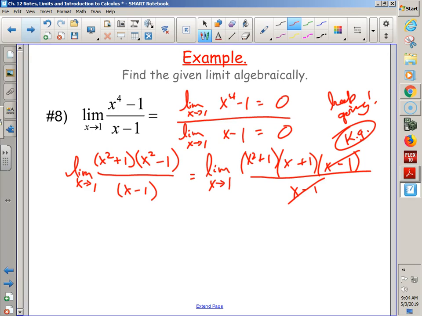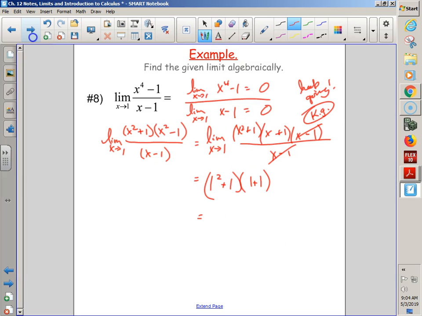So, what's the limit? 1 squared plus 1 times 1 plus 1, which ends up equaling 4. 0 over 0 does not equal 4, so I cannot say equals 0 over 0 because it doesn't equal that. Or I guess I could say equals 0 over 0 and then put a little not equal to. But 0 over 0 tells me keep going. Final answer is 4. Did anybody check on their calculators?